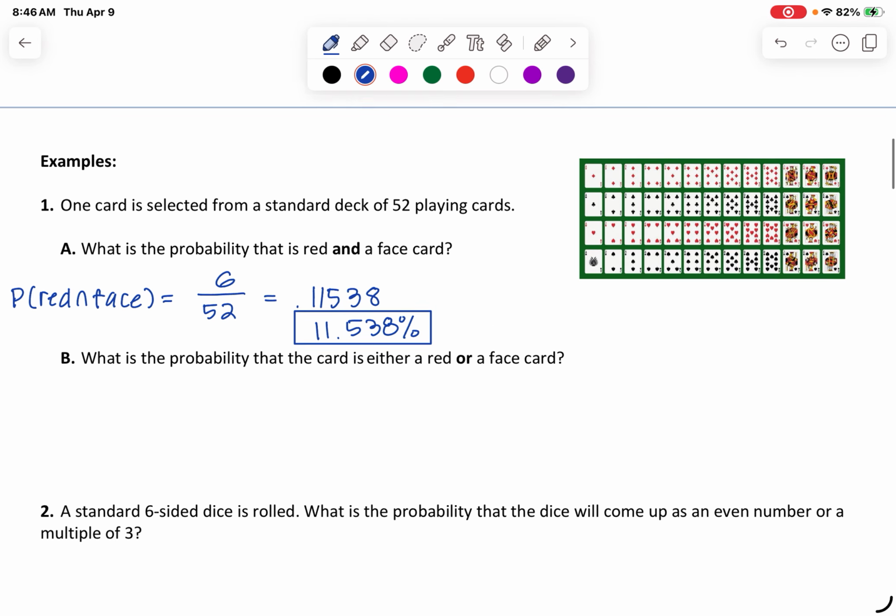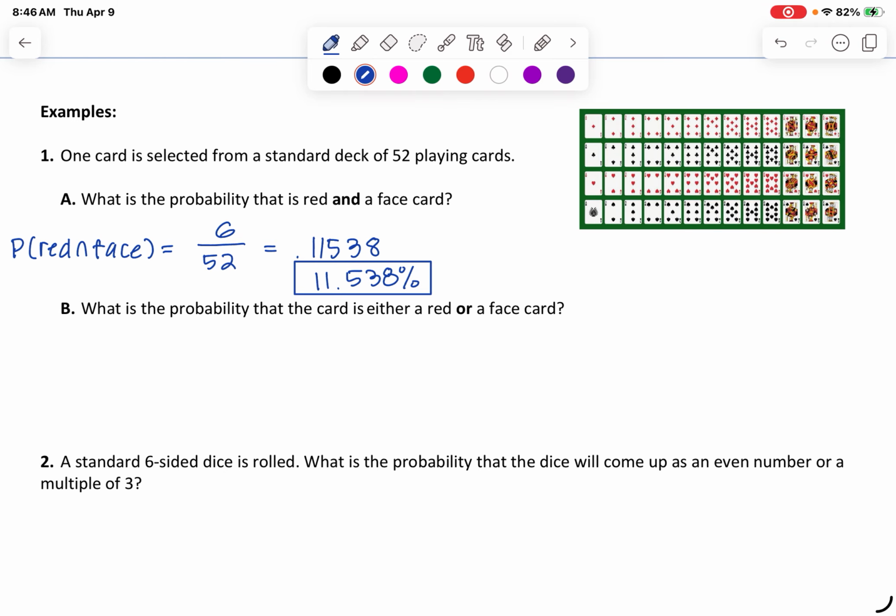Okay. So next it says, what's the probability that the card is either a red card or a face card? The probability of this should be higher because it could be red or a face card. It doesn't have to be a red face card, right? So this does have overlap. This is not mutually exclusive. There are red face cards, so we have to remember to subtract that off.